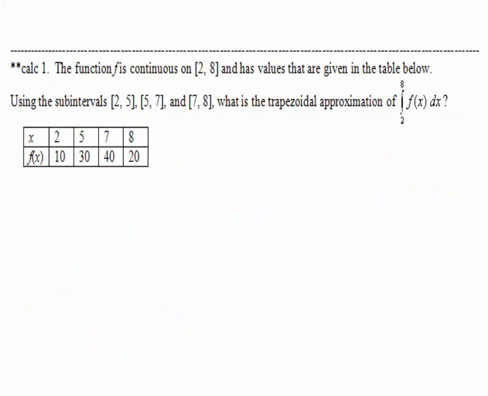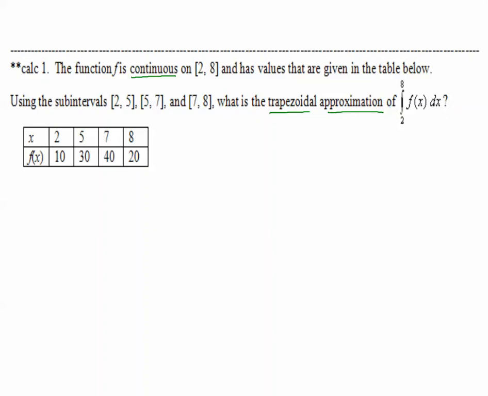Let's look at a couple of examples of how to use trapezoidal rule. When do we use it? Well, usually when we're told to use it. Such as this problem. The function f is continuous on 2 to 8, has values, now remember continuous, that's an important aspect of it because we got to be able to create area, has values that are given in the table below using the subintervals 2 to 5, 5 to 7, and 7 to 8. What is the trapezoidal approximation of this definite integral?